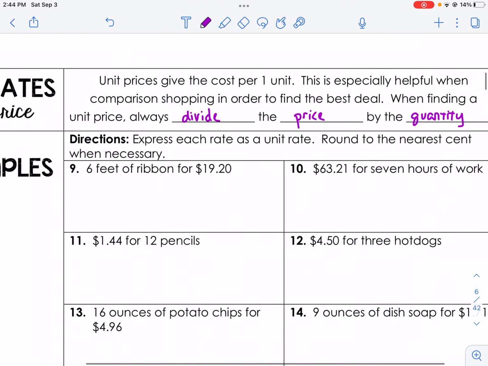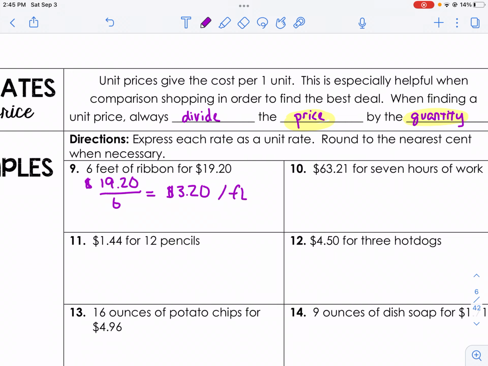Let's look at expressing it as a unit rate, and then we'll do some comparison shopping below. 6 feet of ribbon for $19.20. So we're going to divide the price by the quantity. This is really important up here. The price should always come first, and the number goes underneath. So my price is $19.20, and how much am I getting? 6 feet. So if I divide that, I'm going to put my money symbol up top, dollar sign, I don't know why I call it money symbol, but that would give you, when you divide, $3.20 per foot.